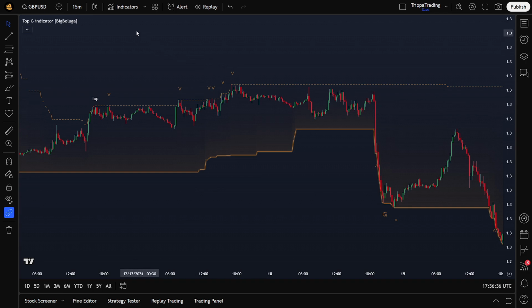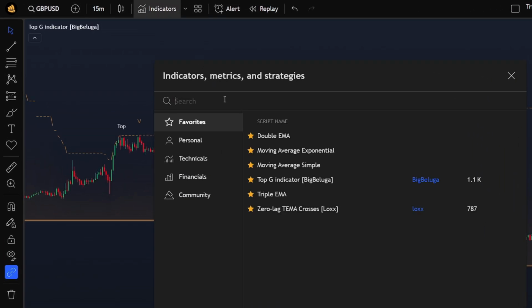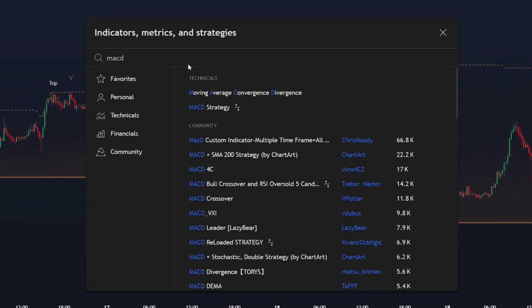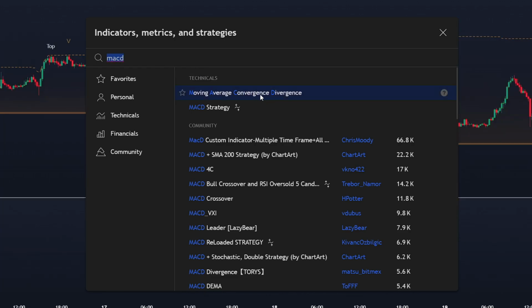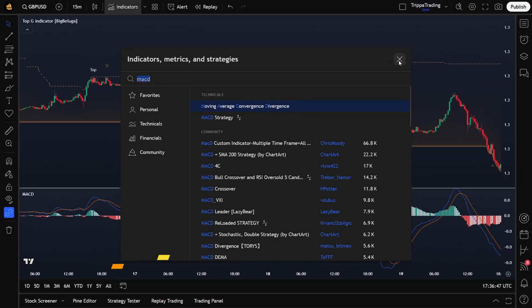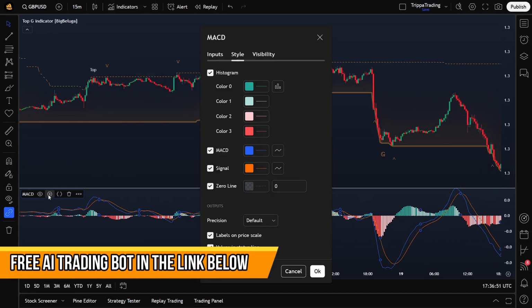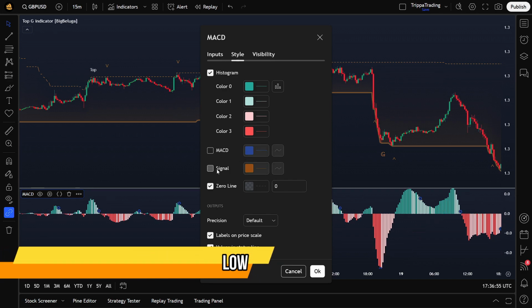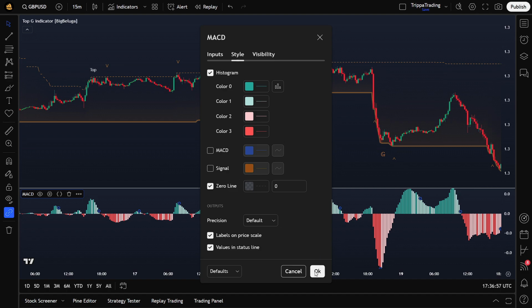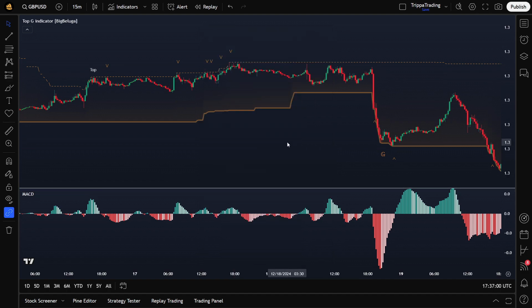Now, let's add the MACD indicator for extra confirmation. You can open the Indicators tab again from here and search for MACD. After that, you can add it to the trading chart. First of all, we will change the settings. So access the settings from here and go to the Style tab. Here, disable the MACD line and signal line for a cleaner setup. Click OK, and we're ready to go.